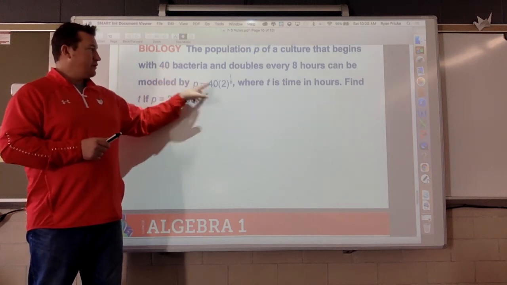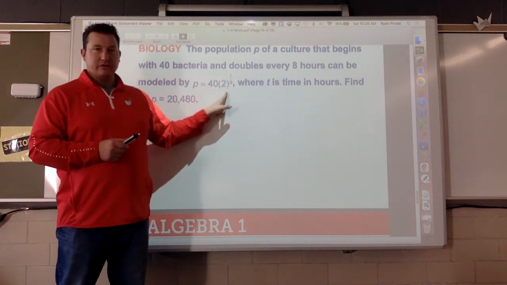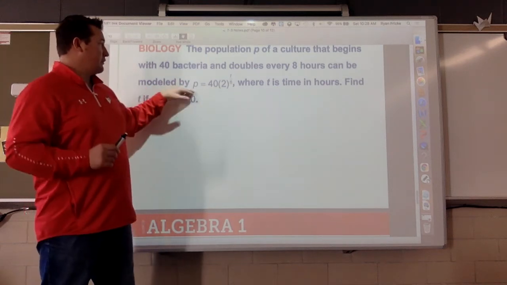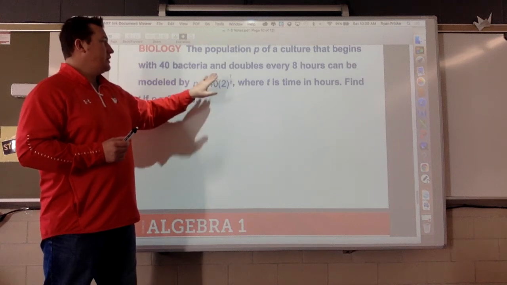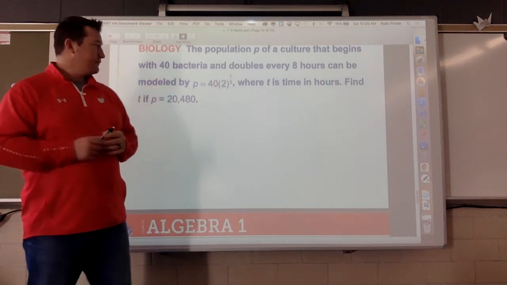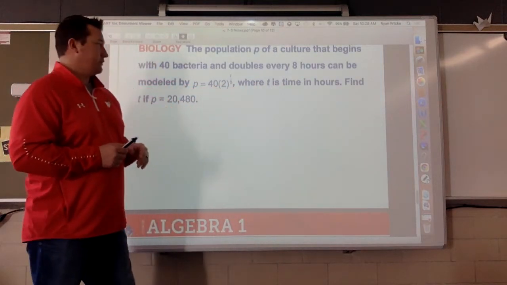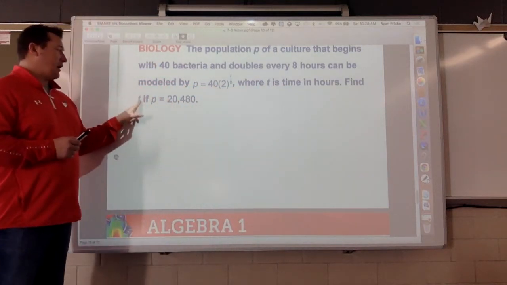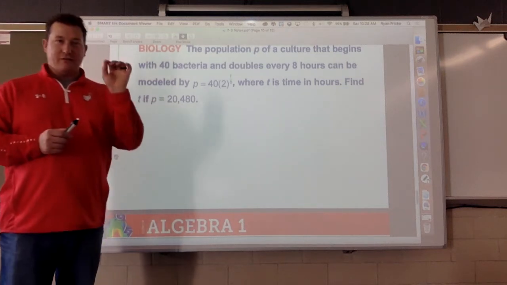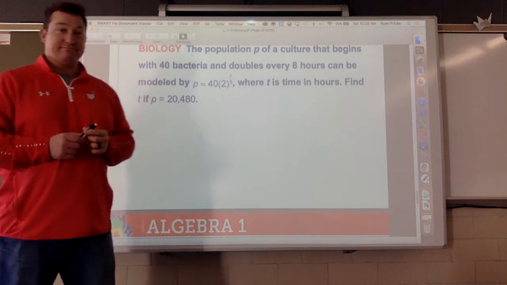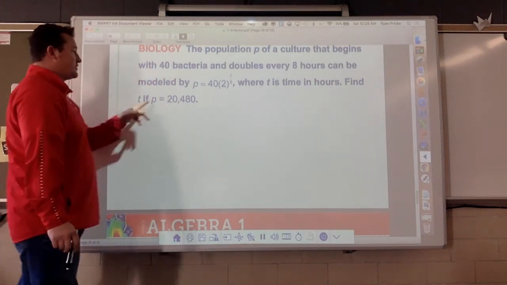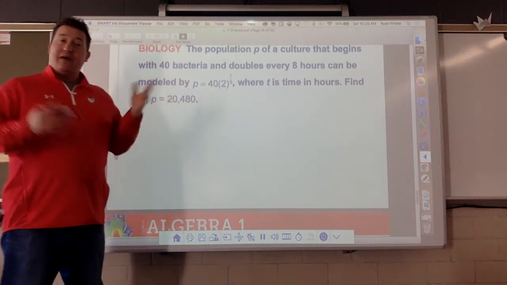Interesting. 40 was here. Doubles means 2 here. Interesting. Right? Eventually we will write these. But for now they wrote it for us. So the population equals 40 times 2 to this t divided by 8 power. Right? Where t is the time in hours. Find the time if the population is equal to 20,480 bacteria. Sounds delicious. Okay? All right, so we have to substitute this value in for p and then solve this equation.